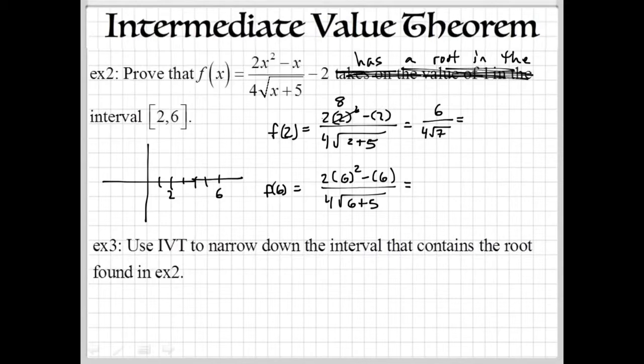Now, we actually don't need to solve it all the way. I'm going to approximate it, but we just need to know right now that that is a positive number. When I plug in the 6, I get 36 right there, times 2 is going to be 72. 72 minus the 6 is going to give us 66. And so I have 66 over 4 times radical 11. And I just realized that I forgot to subtract the 2.